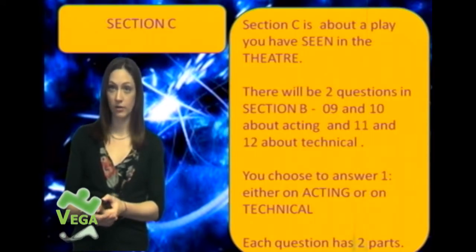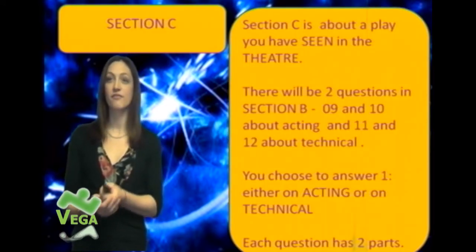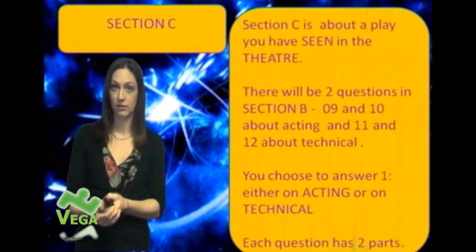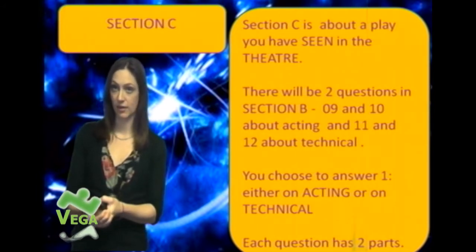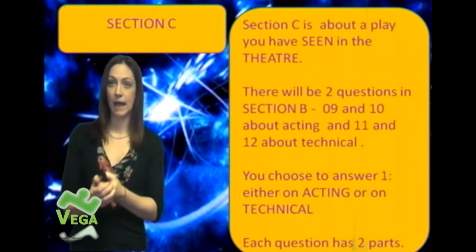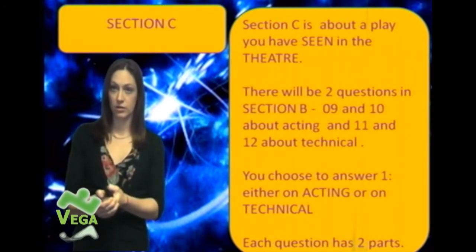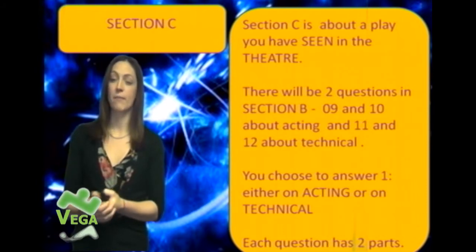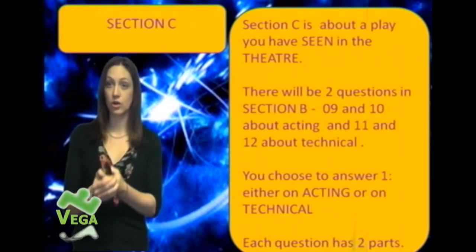So, section C, what's it about? You will know that section C is about a piece of live theatre, a play that you have seen, Romeo and Juliet, that we've been to see together. There are 2 questions in section C, number 9 and number 10 about acting, and 11 and 12 about technical. Now remember, you're either answering about acting or technical, not both.